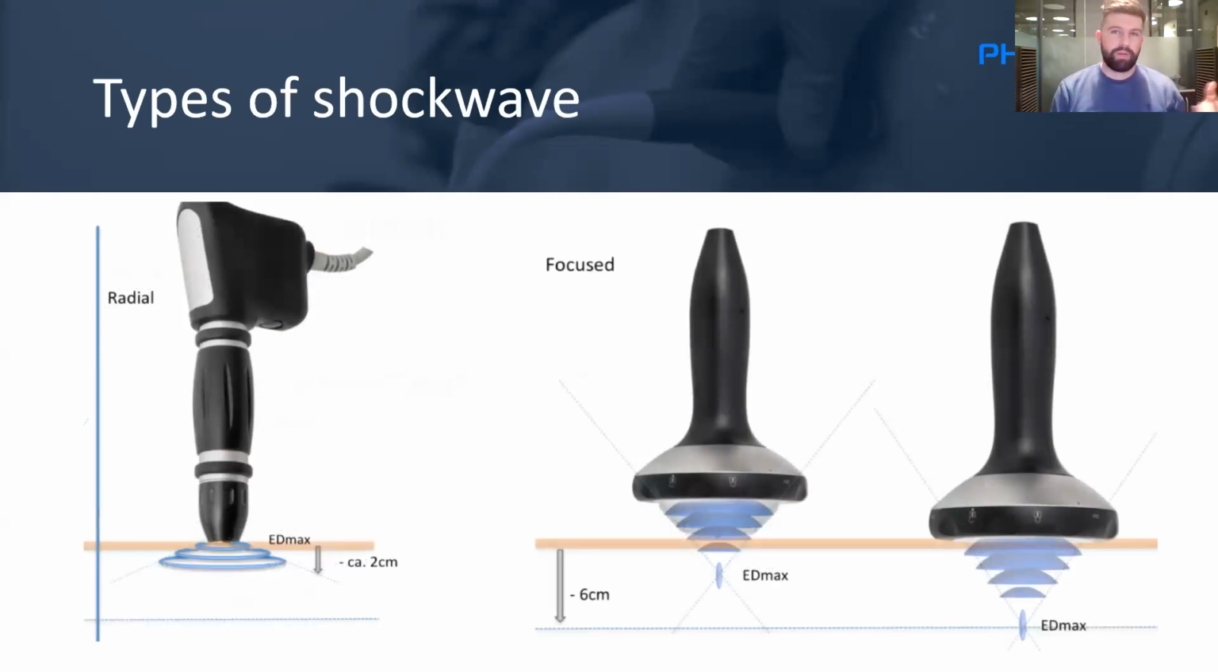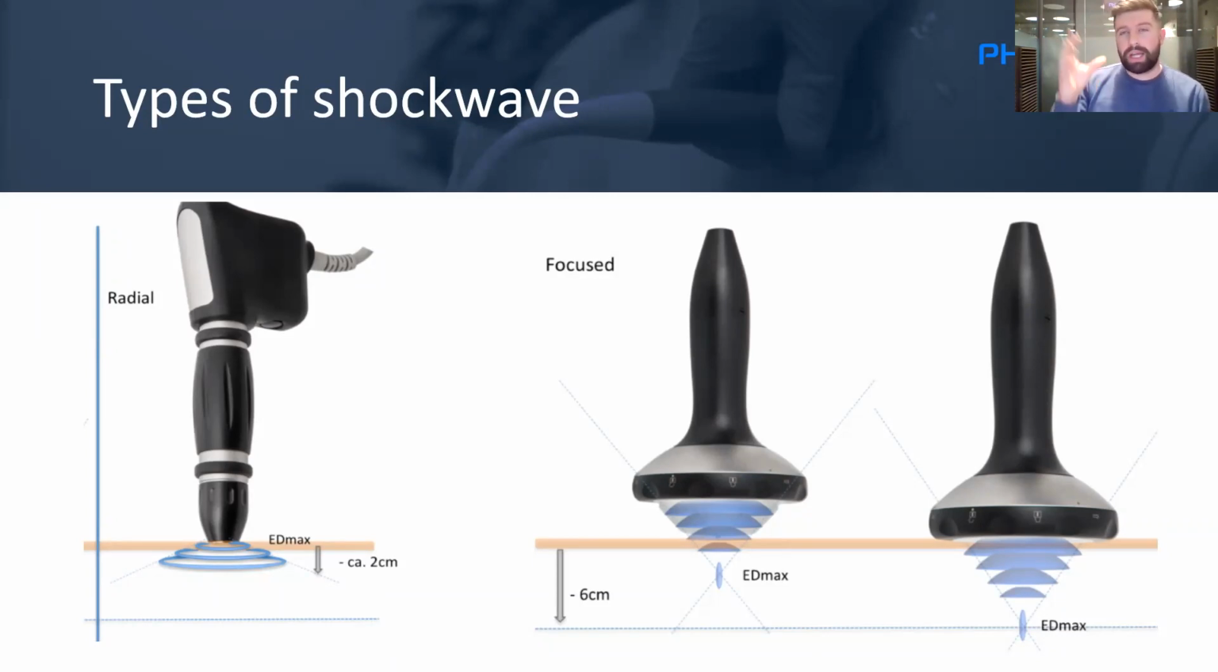So on radial, on the left here, it impacts the surface of the skin, and the energy disperses out into the tissues. So your maximum energy is at the surface of the skin. As it travels, there is an equation, I can't quite remember off the top of my head, but as it goes down each centimetre, you lose a particular percentage of energy. So beyond really 2 to 3 centimetres, the energy that you're delivering is not really travelling there.